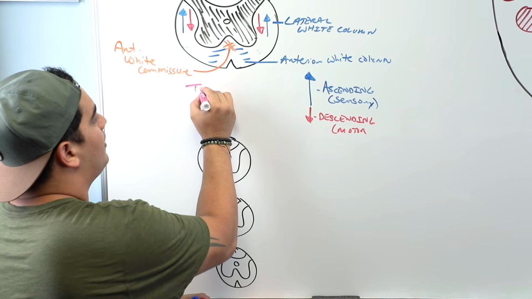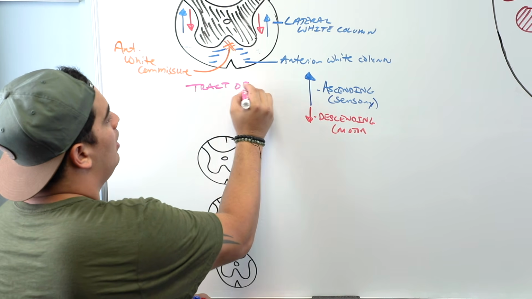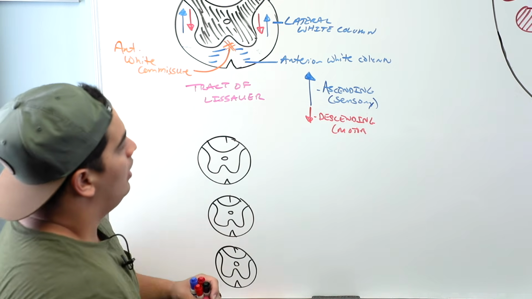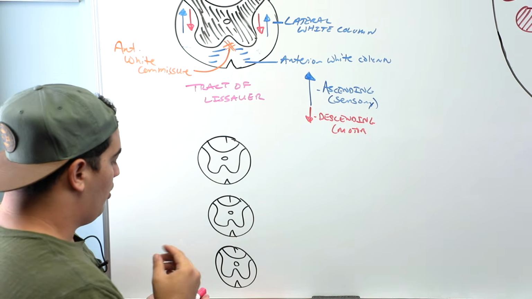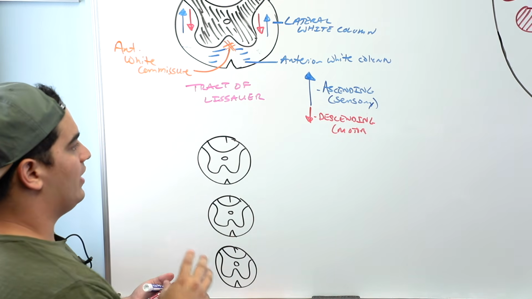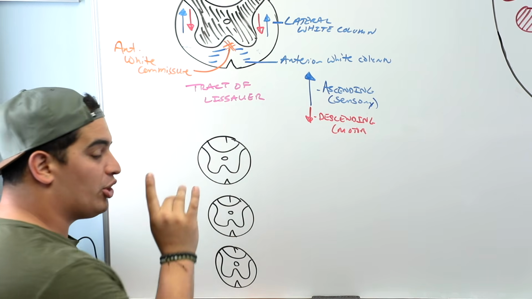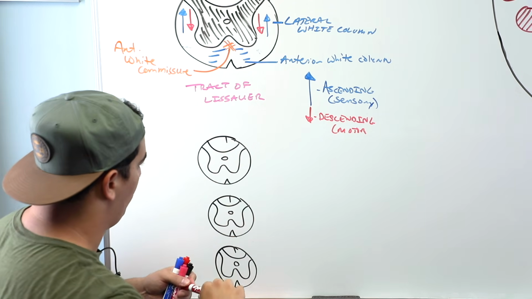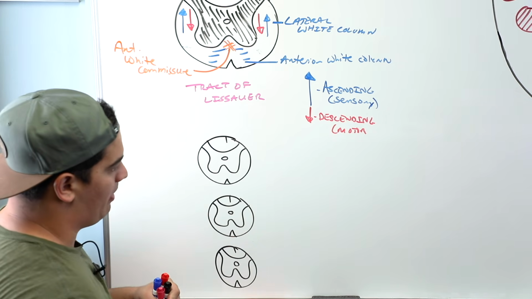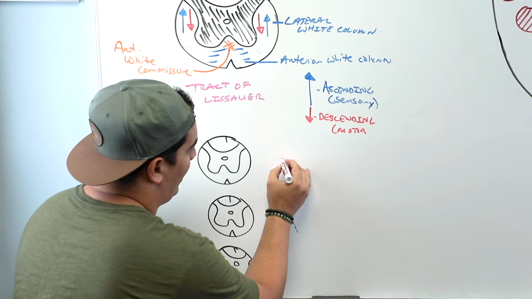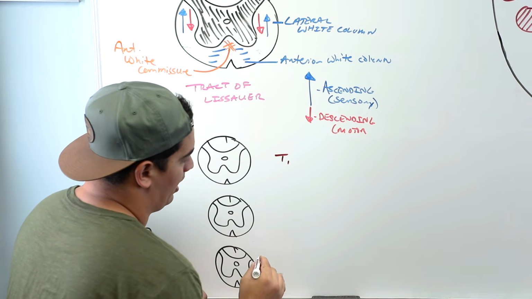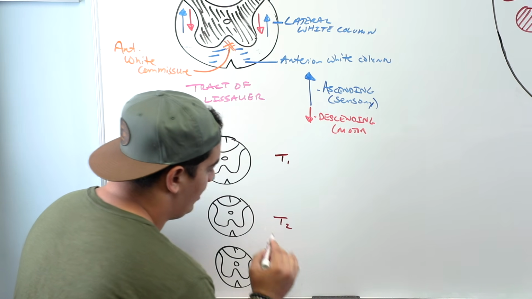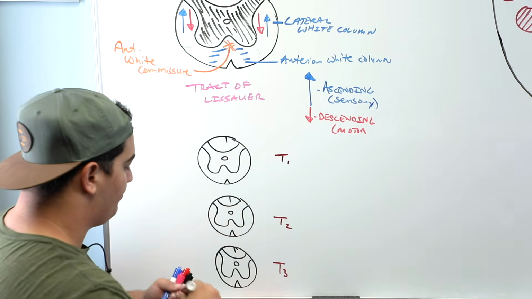This is called the tract of Lissauer. The tract of Lissauer is interesting. So what I want you to remember for the tract of Lissauer is it is involved in the pain and temperature pathway, but what it allows for is, let me explain it through kind of a visual here. Let's say I have 3 segments of the spinal cord. So let's say that this is the T1 segment, this is the T2 segment, and this is our T3 segment of the spinal cord.